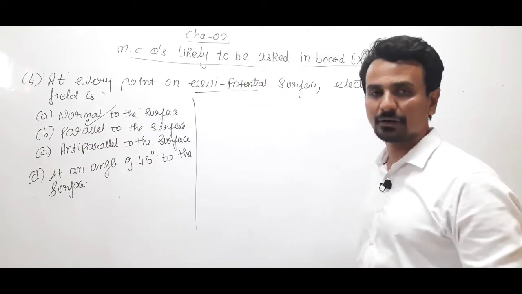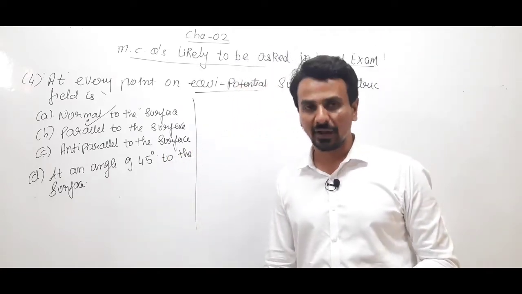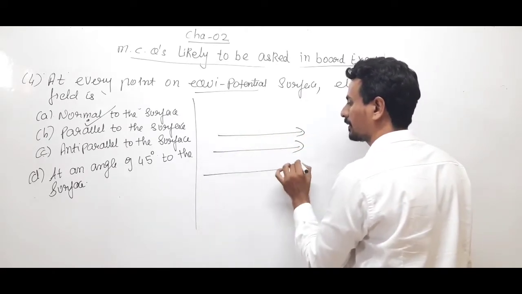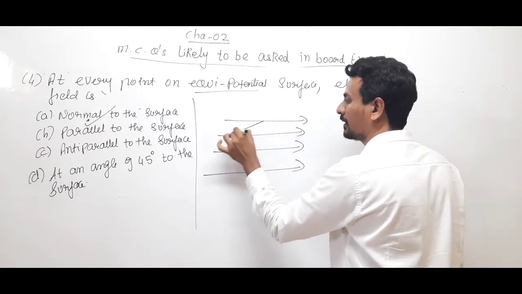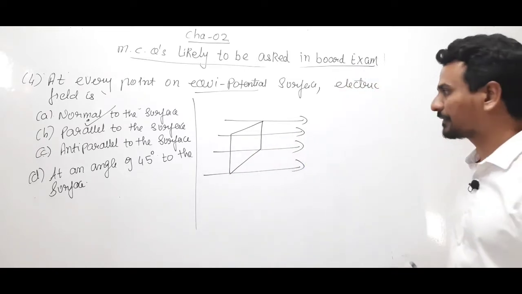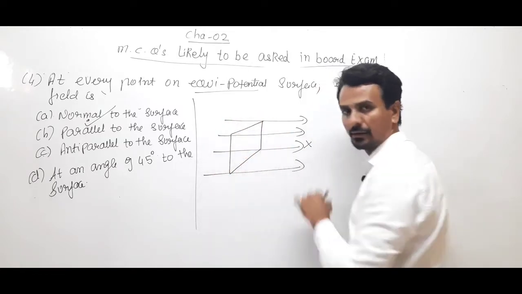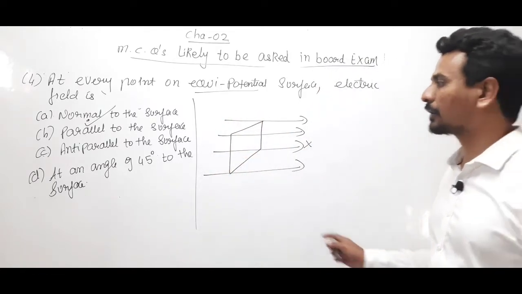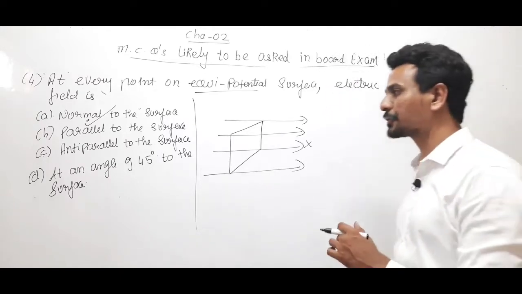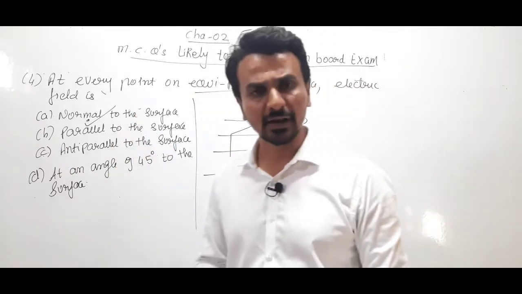These are the lines given in your textbook, and in the previous year this was asked as MCQ in your board exam. Clear? That means if this is your electric field, then equipotential surface will be normal to electric field. That means if your electric field is along x direction, then equipotential surface will be along y and z, right? So at each and every point on equipotential surface, electric field will be normal to equipotential surface. That means it should be at an angle of 90 degree. Clear? So normal to the surface. Got it? The next one.